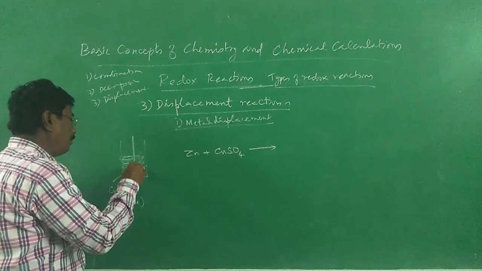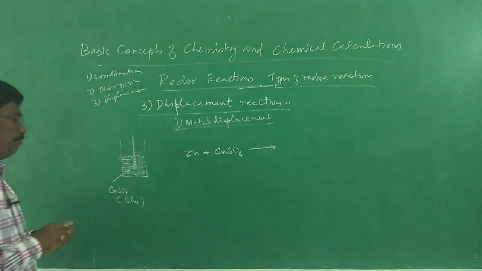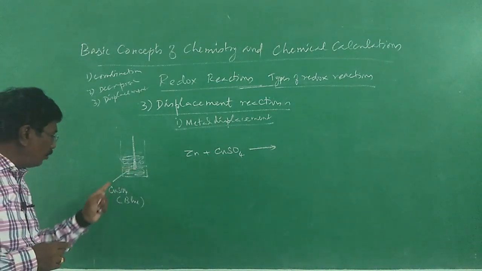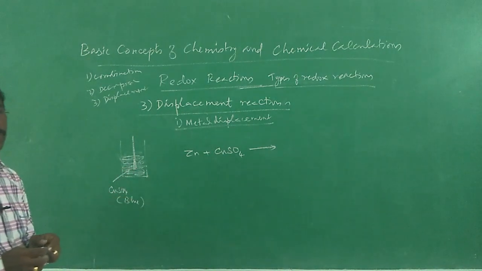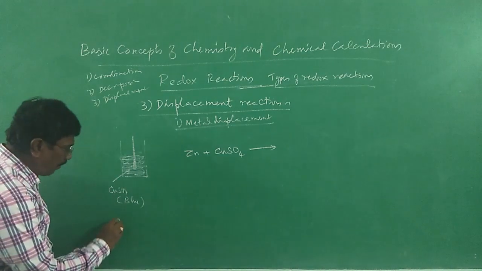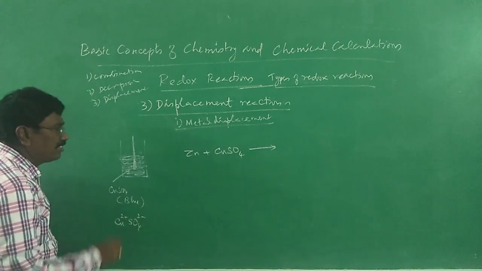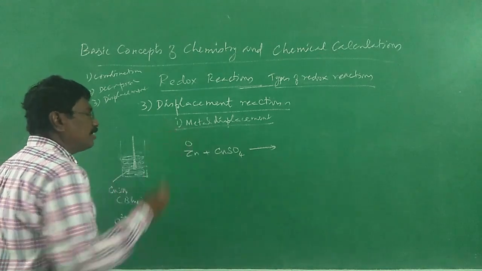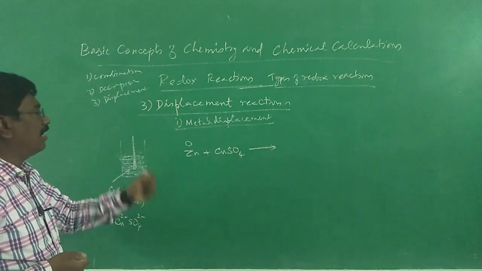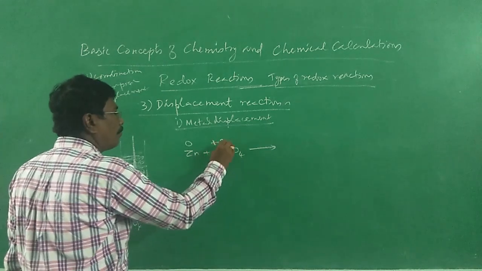Zinc rod is colorless, maybe bluish white we can say. What is happening? The zinc started to displace copper from copper sulfate solution. In copper sulfate solution, copper is in the form of Cu2+ and sulfate SO4 2-. Zinc metal, zero oxidation state. Why zero? Elemental state. As long as a metal or element is in the elementary condition, oxidation state is 0. Here, copper is +2. What is happening?